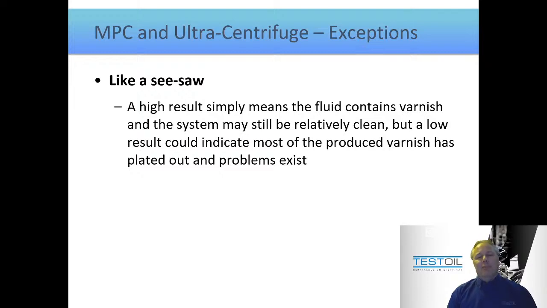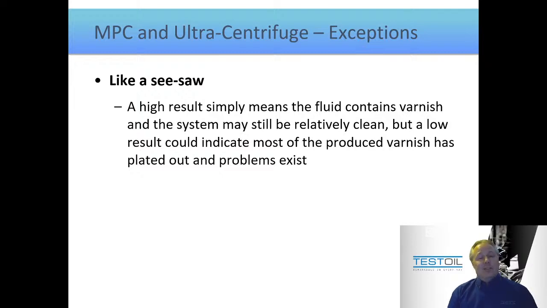What many people don't realize is that if they trend this result and the result stays flat, meaning the MPC and the UC results never really change, that could be concerning. Because what it could mean is that the varnish is plating out as fast as it's being generated. So whether the result's high or low, just saying it's always constant doesn't necessarily mean you're not creating the insolubles. It just means they're depositing as fast as they're being created.